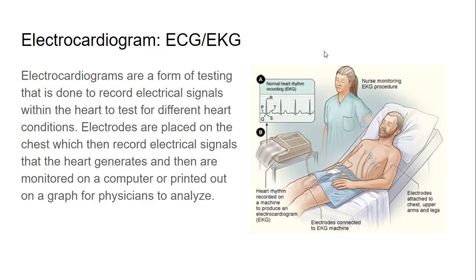So here we have a picture of an electrocardiogram in process. Here are the electrodes on the upper chest. And we have our machine here. And here is our graph that we see.